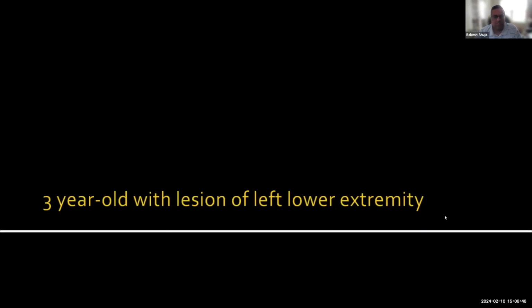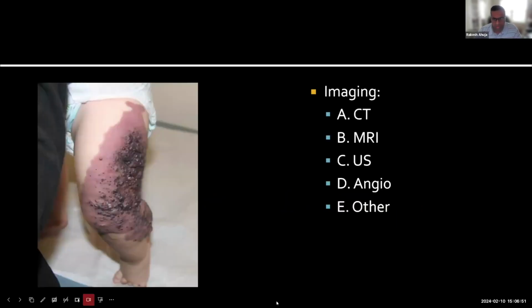Next patient, we're going to see a 3-year-old patient with a lesion of the left lower extremity. There is large staining involving the thigh and the calf. And then there are these vesicles. These bleed a lot. It's very difficult to handle them.